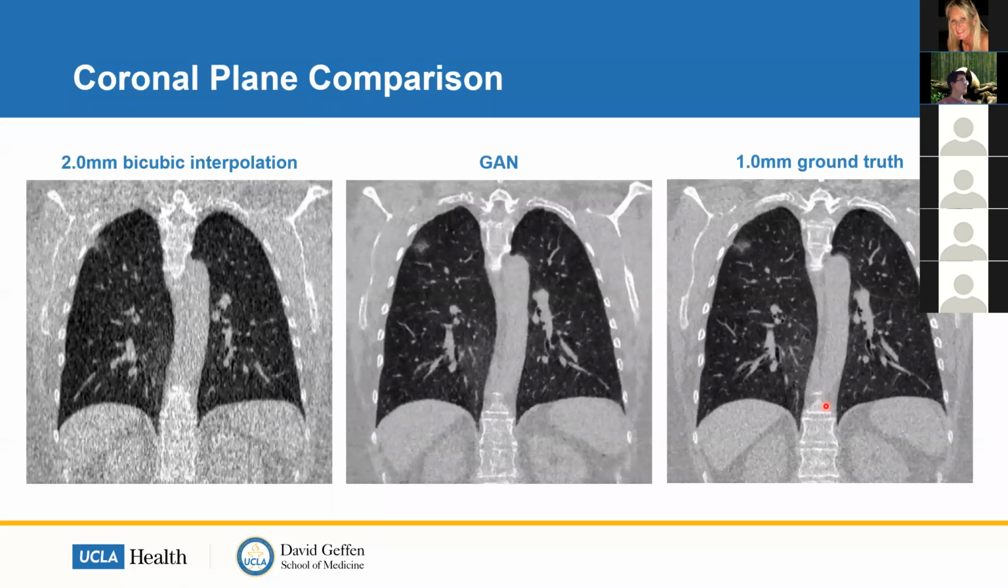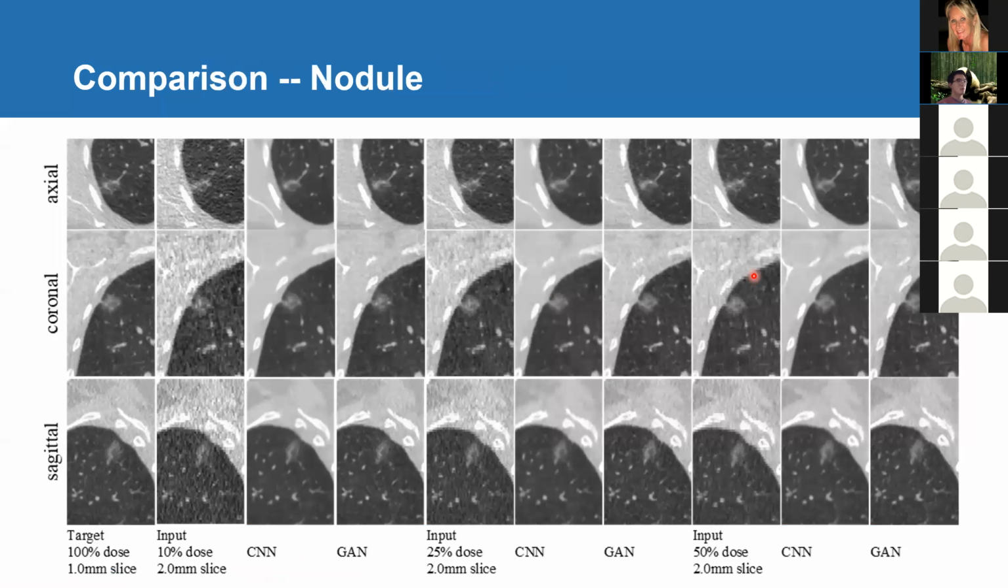We can also look at the coronal plane. The figure on the left is the input, the middle one is GAN, and the one on the right is the ground truth image. As you can see, the GAN and the ground truth look very similar. Sometimes it's very hard to tell, even for myself, which one is from the GAN and which one is from the ground truth. So we have seen the mapping by GAN from one low-dose image condition to the reference.